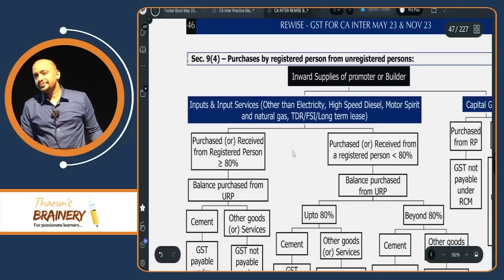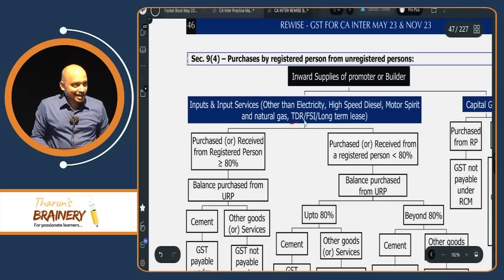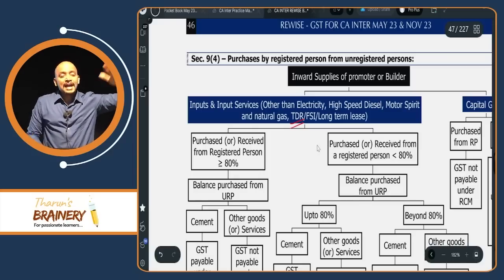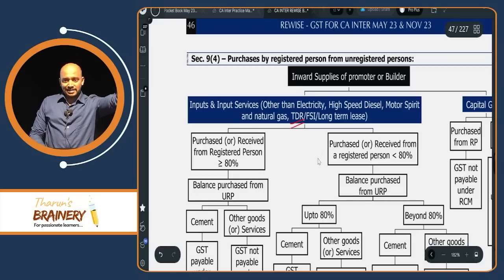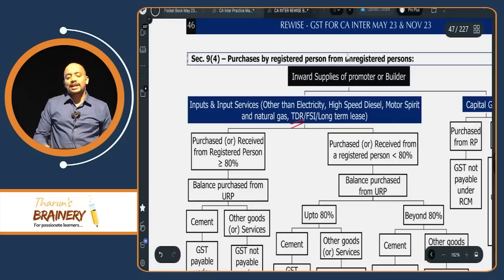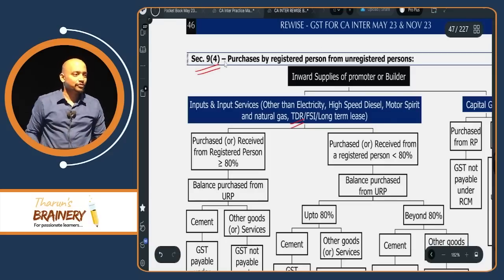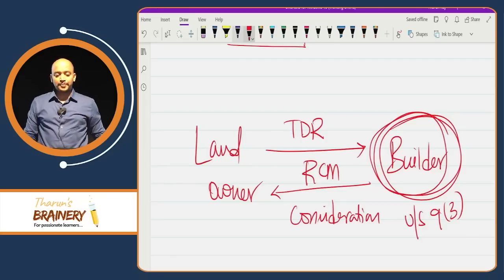Is it clear? So on this TDR, who is required to pay GST? Landowner or promoter or builder? Promoter or builder under RCM. Which section? 9 subsection 3. As it is already covered under 9 subsection 3, therefore the promoter or builder is again not required to pay GST under 9(4). Same way FSI.